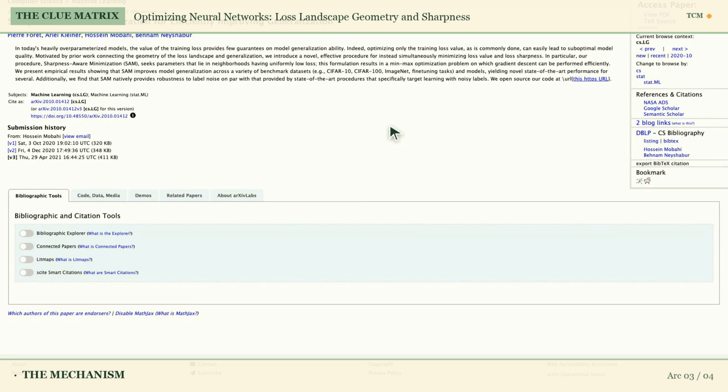Once this worst-case perturbation, epsilon hat of W, is found, SAM then computes its gradient at that perturbed point. This means the SAM gradient is approximately gradient W of L of W plus epsilon hat of W. The optimizer then uses this gradient to update W, effectively minimizing the loss at the sharpest point in the neighborhood, pushing the model towards a flatter minimum. This ensures the model learns parameters that are robust not just at W, but also in its immediate surroundings.